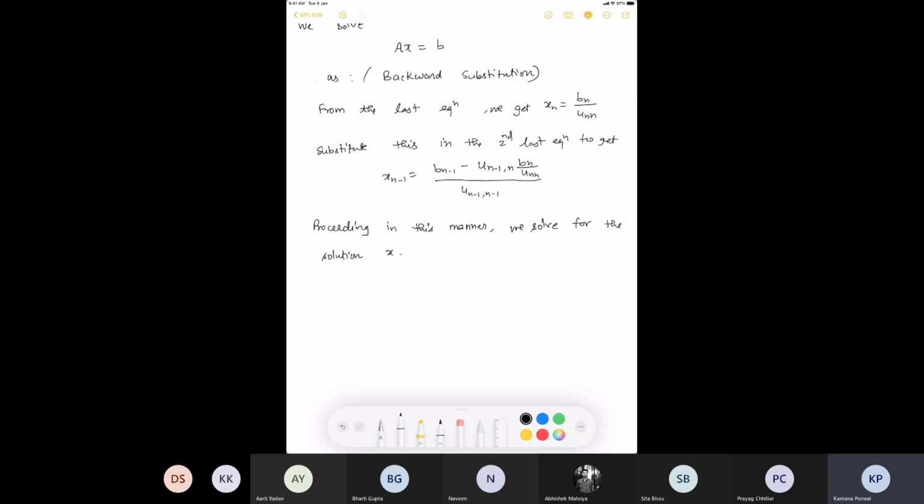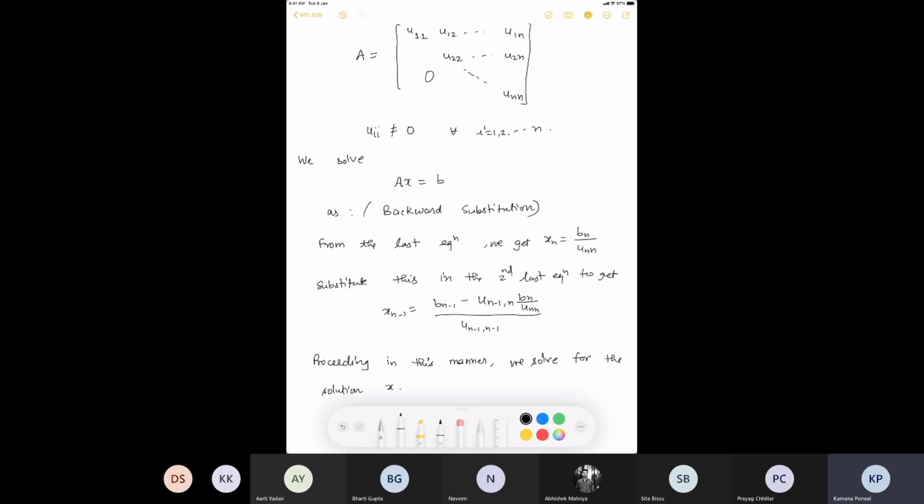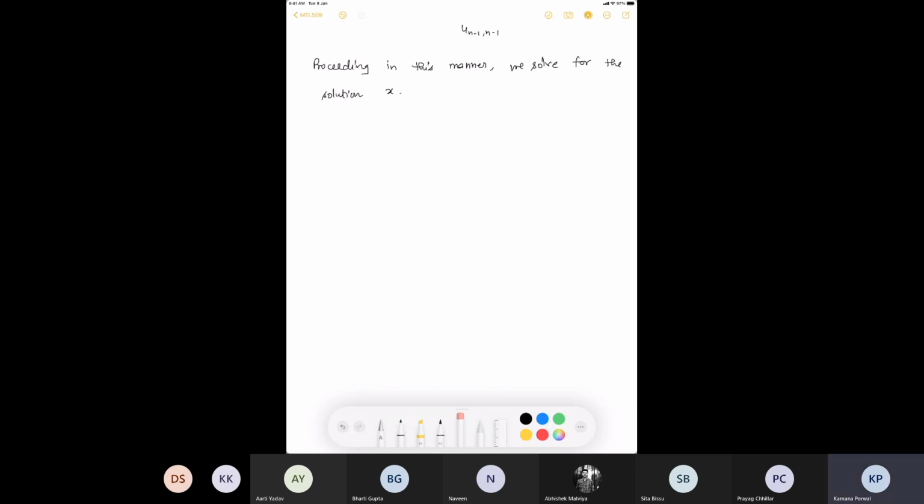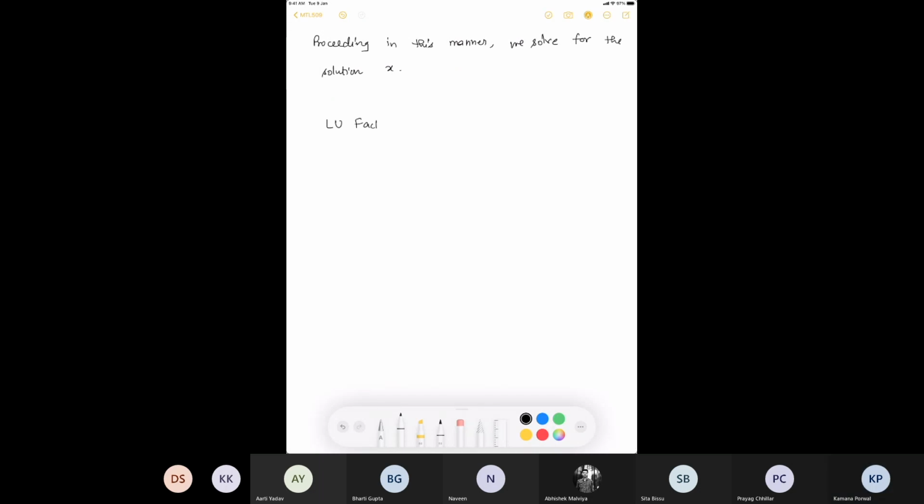So can we do something so that we can still use this structure of the upper triangular and the lower triangular, and we can get the solution quickly? So this we are going to understand in the LU factorization. So if we are able to factorize the matrix into a lower triangular and an upper triangular matrix, then we can use this backward substitution and forward substitution suitably to obtain the solution. So let's see what we are aiming and how do we achieve that.